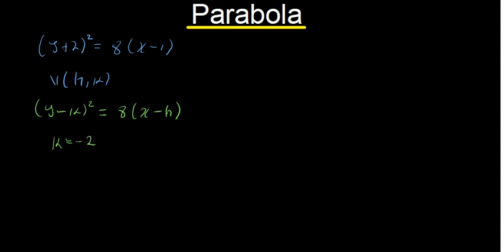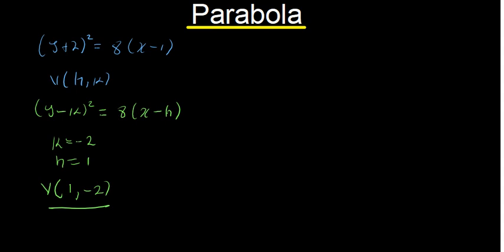What about our h? Our h remains positive 1. So our h is equal to positive 1. It tells us that our vertex is at the point (1, −2), like that. Okay, so now what else do we have to find? We have to find the focus.